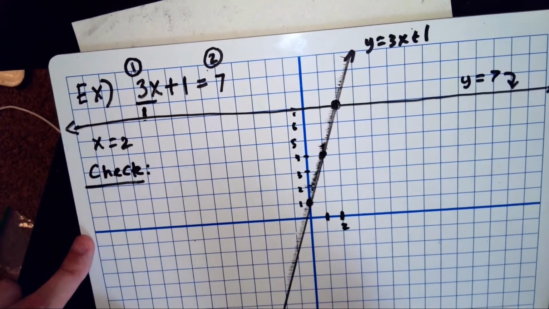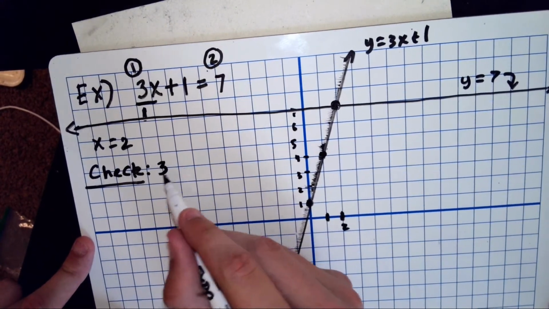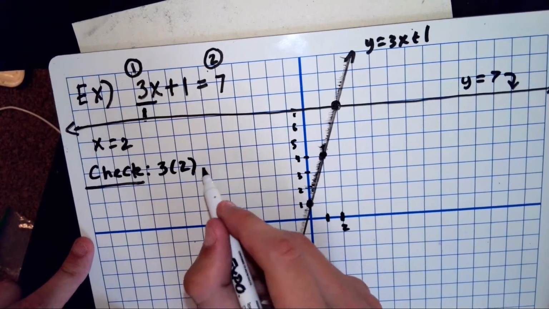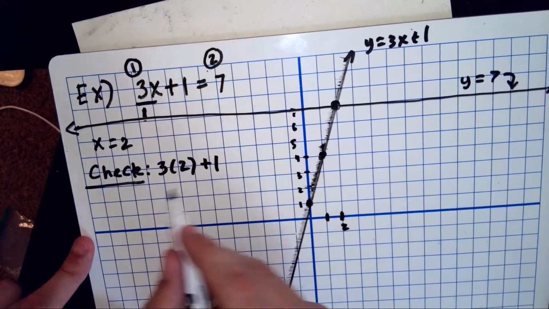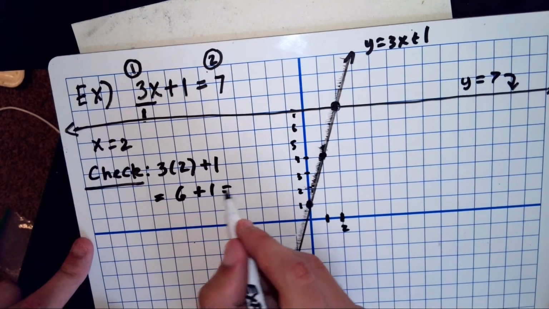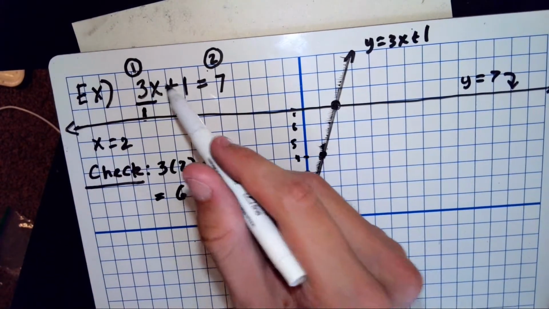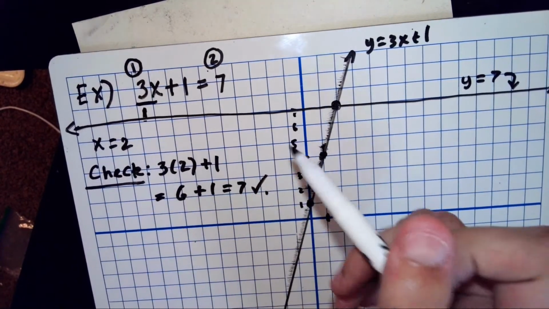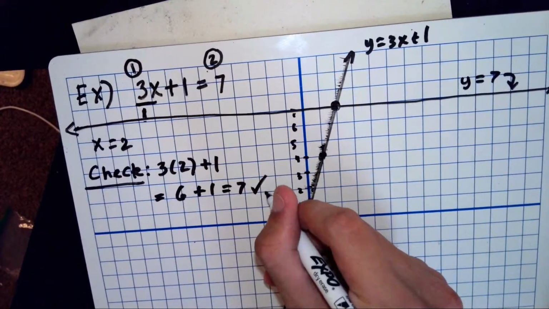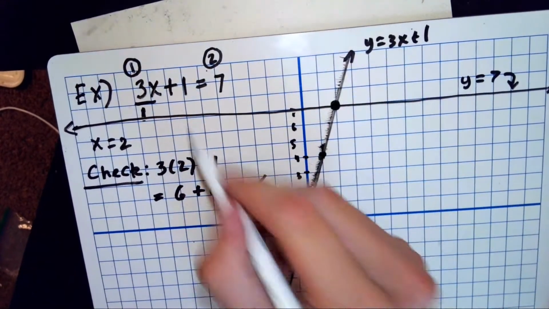Algebra is really nice. You can always check your answers almost all the time. So we'll have 3 times 2 plus 1. We're going to see whether we get 7. Well, 3 times 2 is 6. 6 plus 1 is 7. So this does check out. We plugged in 2, and then we got a statement that was true. We got 7 equals 7. So this checks out. This is the solution to this equation.